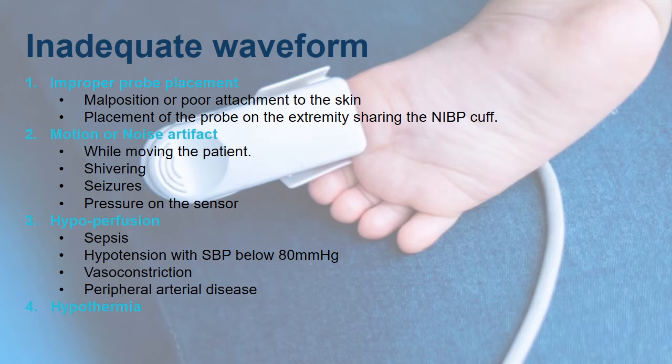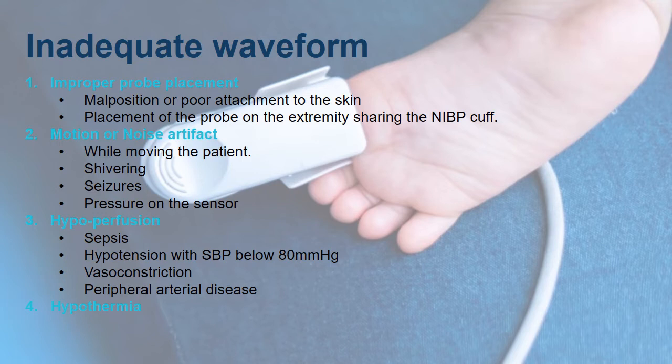Motion or noise artifact. This happens when we move the patient from one place to another, on a stretcher or anything. He is moving, so his finger, or the body part on which we have applied the pulse oximeter, is moving as well with the patient, or in shivering, or in seizures, or when there is pressure on the sensor. So we get a noisy or motion artifact.